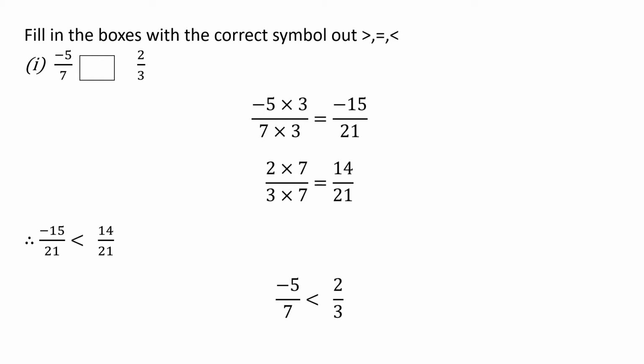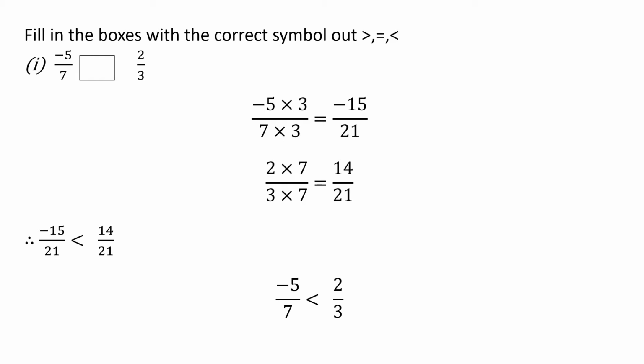So how will you find out which is greater, or whether it is equal? Here the denominators are different, right? 7 and 3. So we cannot compare directly. So what will you do? You want to make the denominators the same.